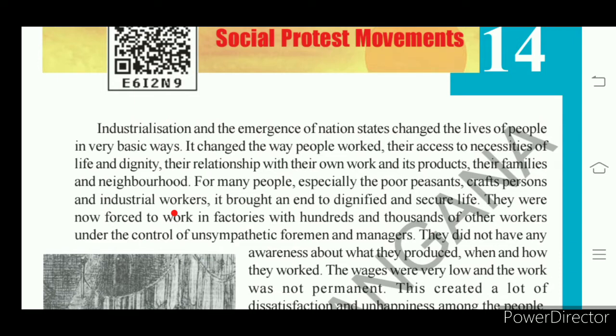When people start a protest movement against what is against their will and their development, they go for raising a revolution by the people. All the people will take part. That is what we call here a social protest movement. There are several social protest movements that occurred around the world. We are going to study some of those in this chapter.